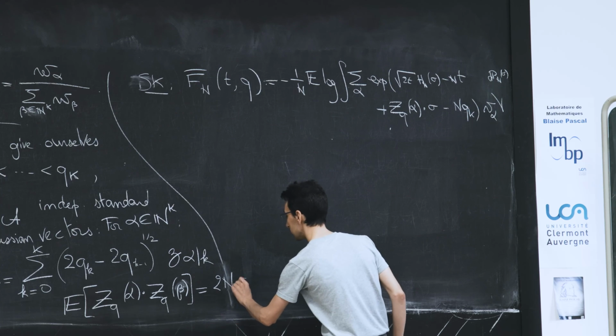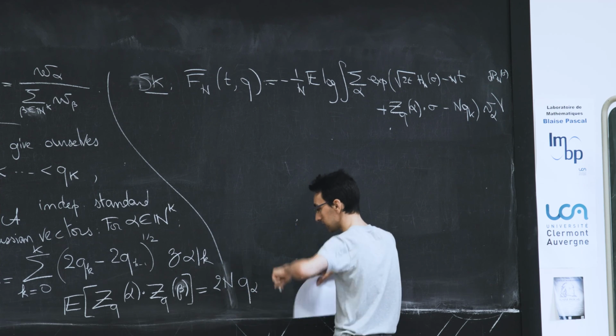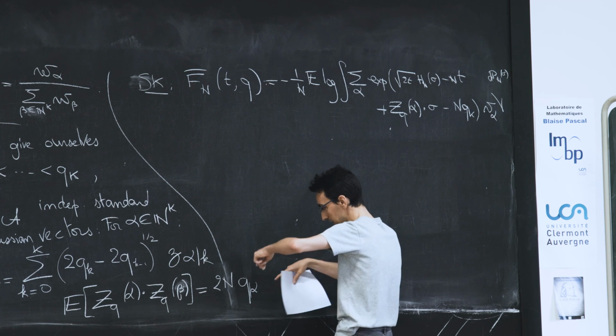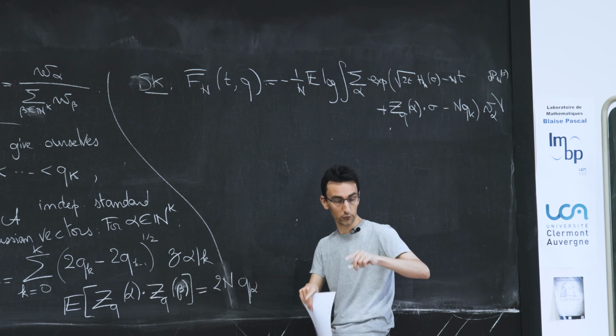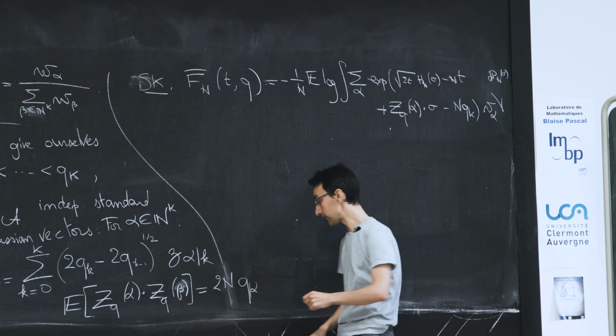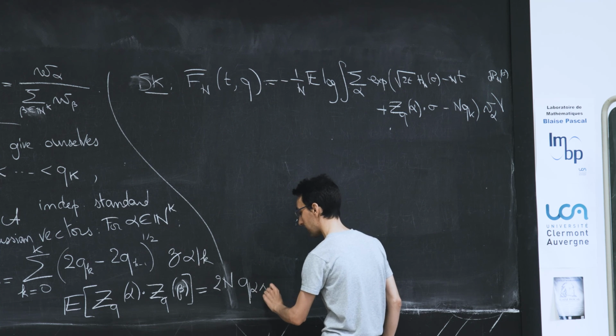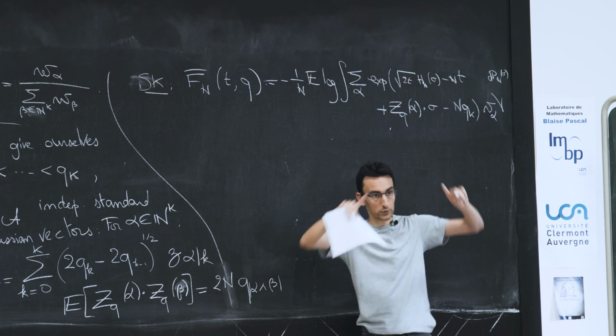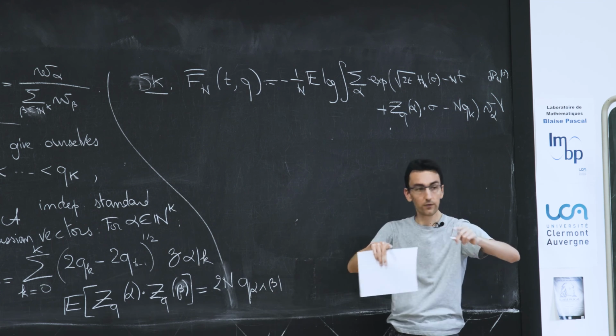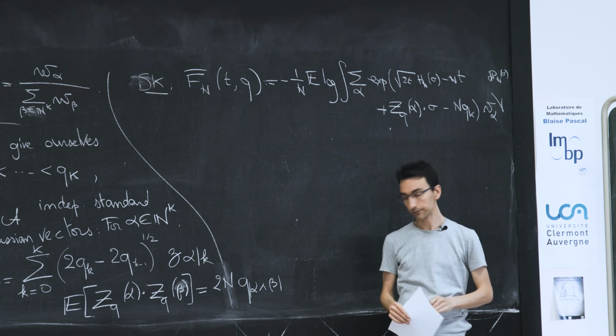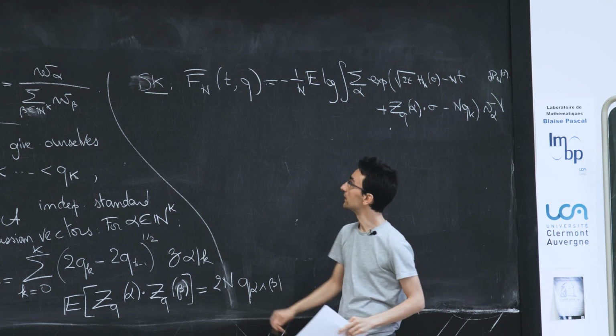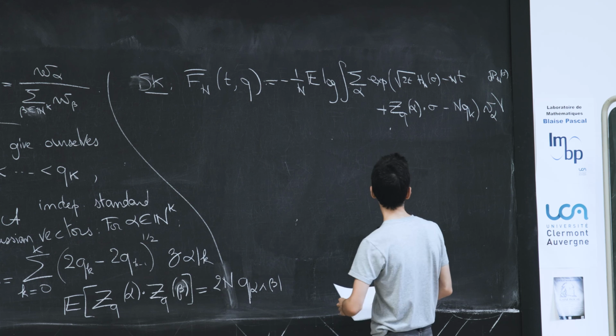So it's going to be Q times the depth of the common ancestor of alpha and beta. Maybe I'm going to write it like this: alpha wedge beta to be the most recent common ancestor, and absolute value being its depth in the tree. Okay, so that's just maybe an observation.